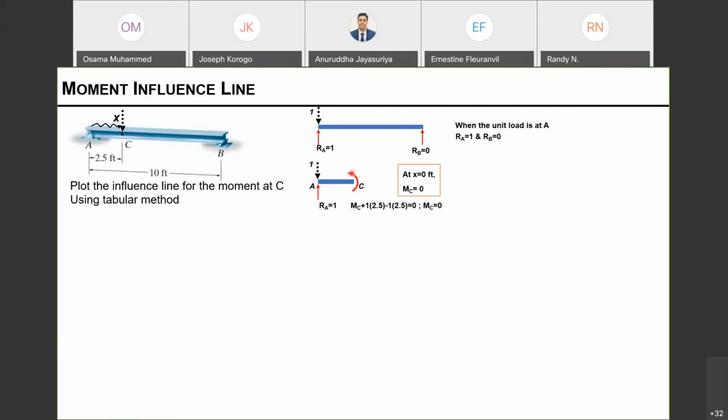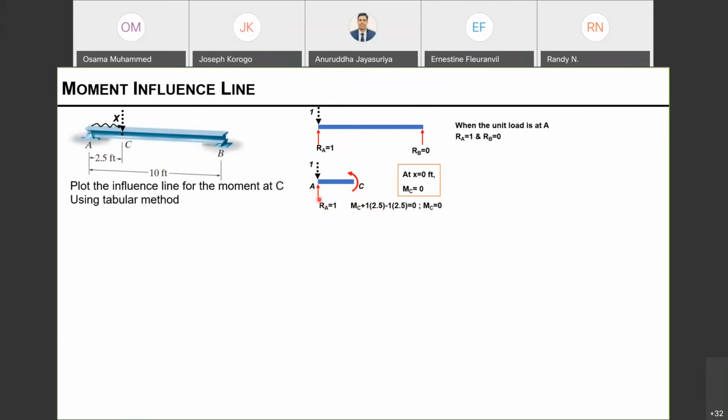Since this is in the positive direction, I have MC as positive. MC plus, I'm taking the moments here, plus 1 times 2.5. So from here to here, the length is 2.5. So this is plus, that is this moment. This applied load makes a counterclockwise moment, or positive moment, about C. So the load is 1, distance from C to A is 2.5. So the moment is 1 times 2.5.